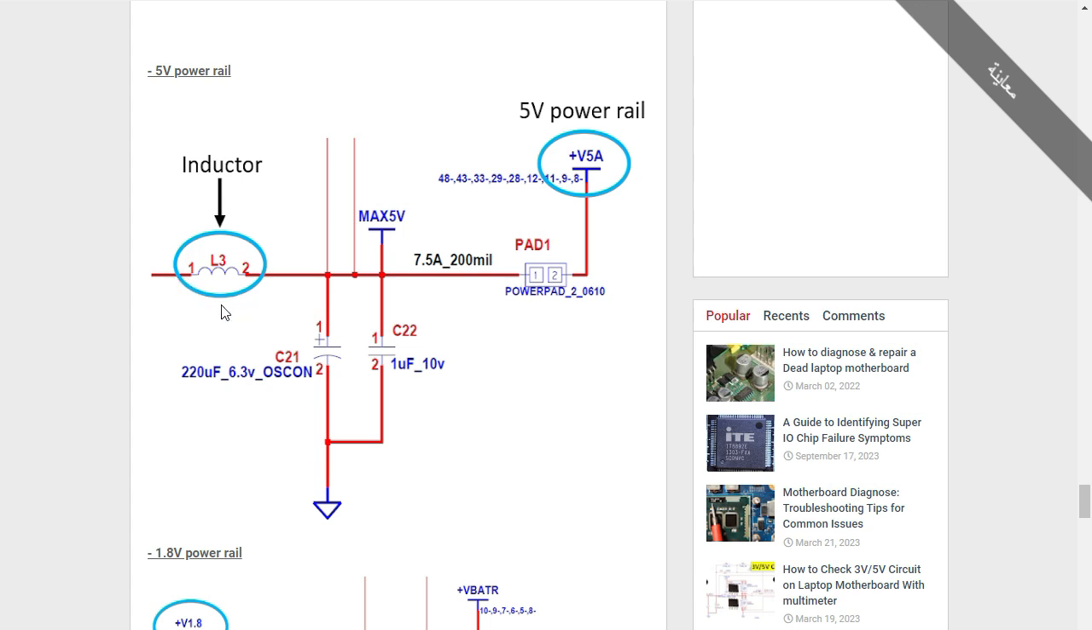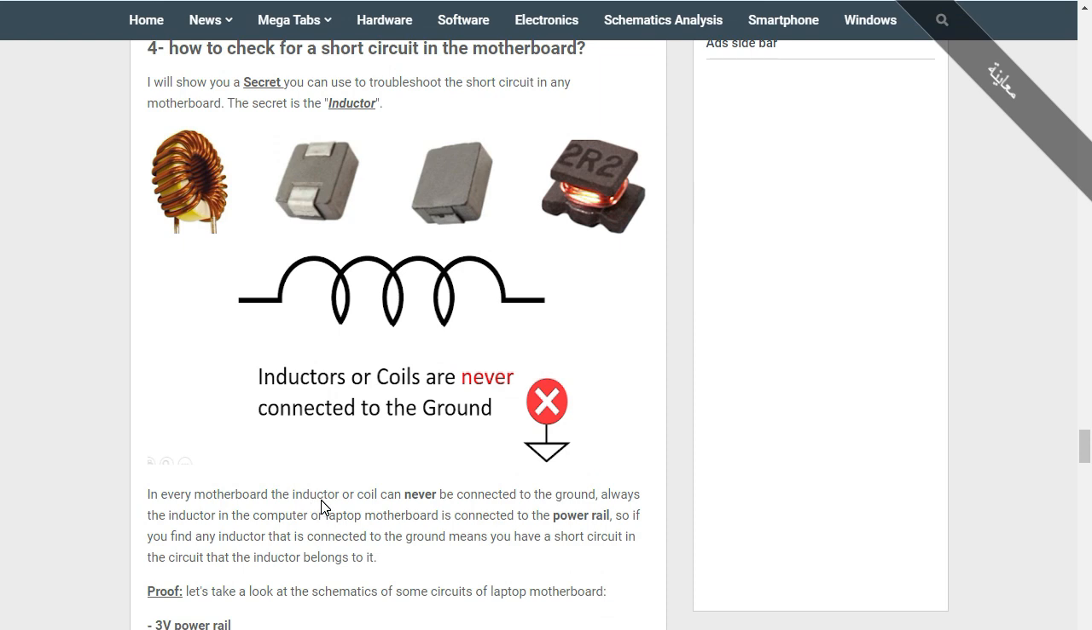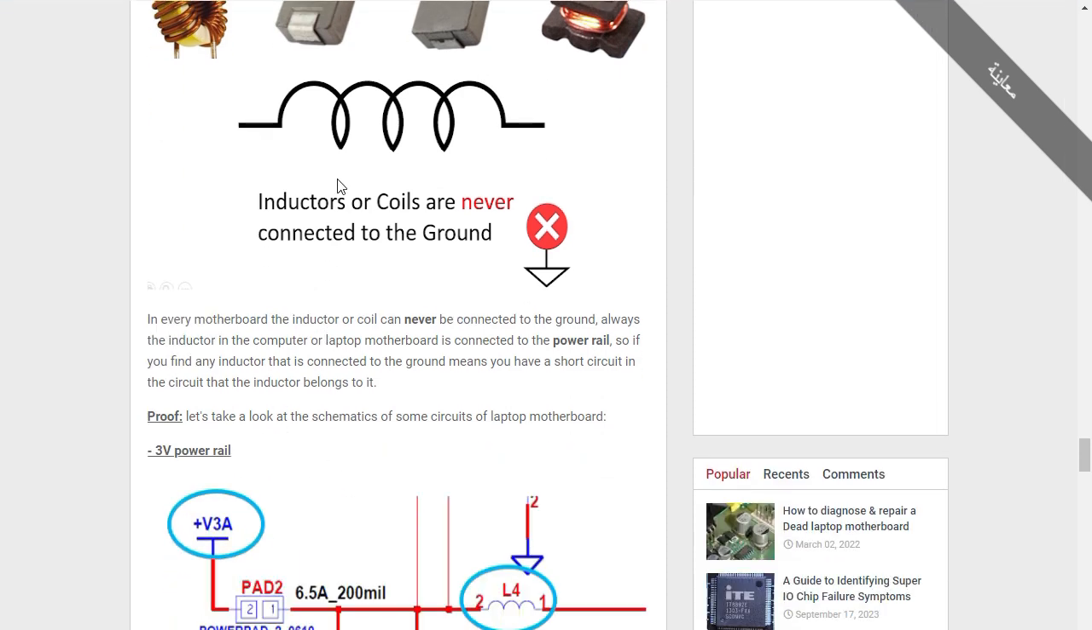And here we have the ground. So assume that this inductor is connected to the ground here. It means we have a short circuit, which means the 5-volt is connected to the ground, okay? So that's why I told you that inductors can never be connected to the ground.